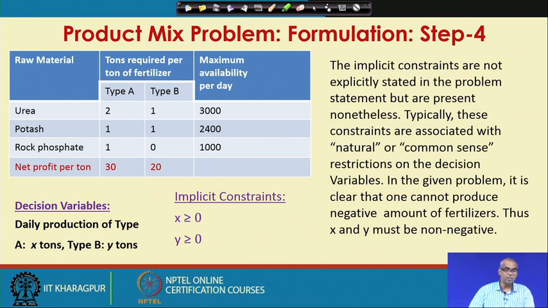You can say that I may not produce any of these fertilizer type A or type B, I may not produce type A, I may produce all type B, or vice versa. So, x and y cannot have negative values, it must be non-negative. So, the implicit constants on x and y are x greater or equal to 0, y greater or equal to 0.